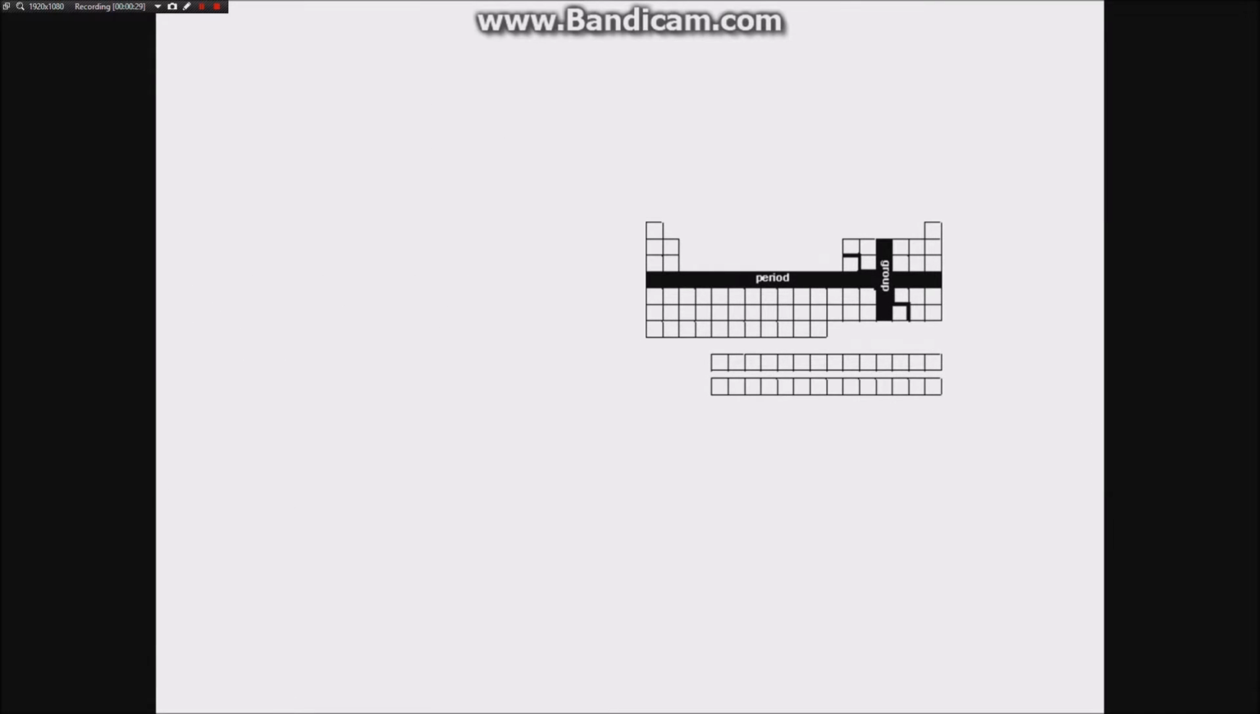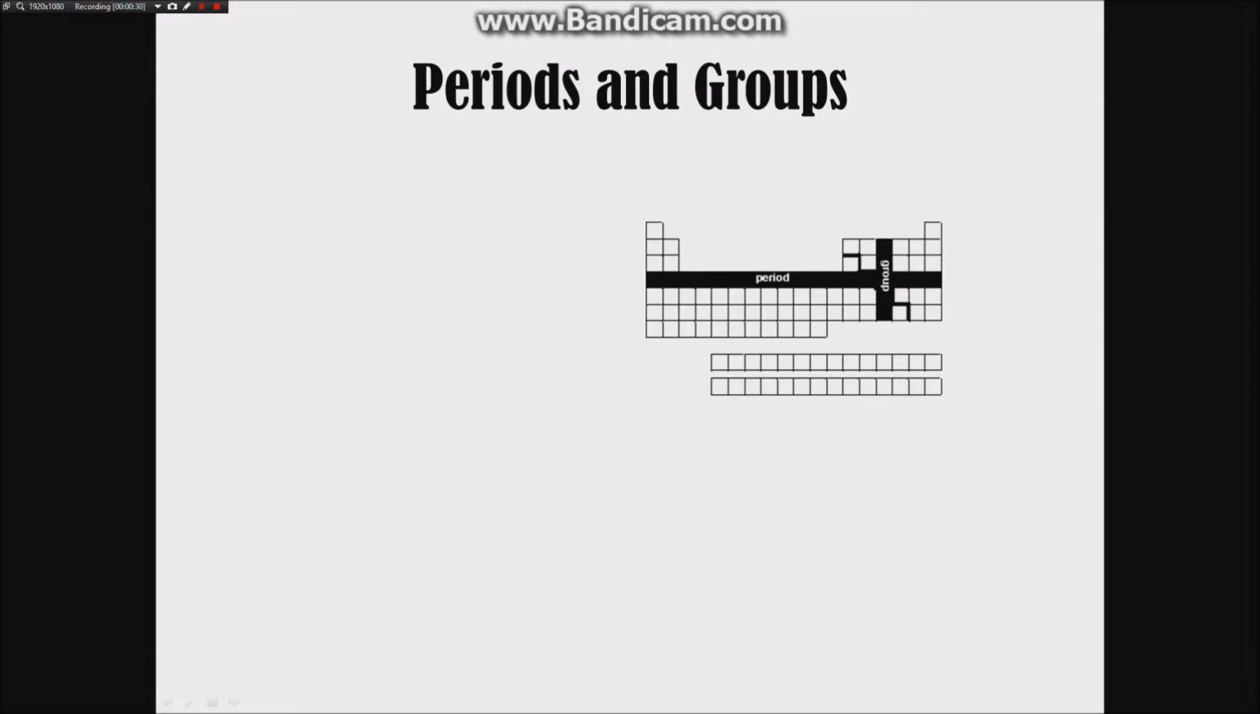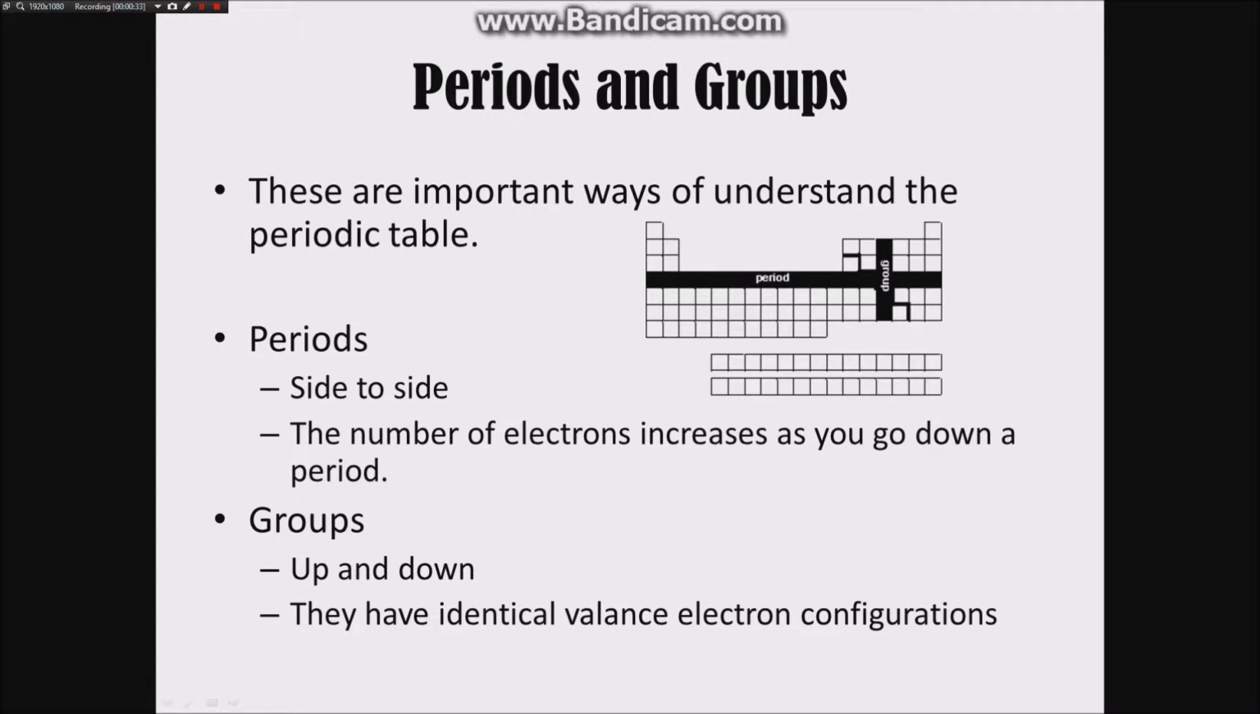So here are periods and groups. They are very important to us, and these are very interesting ways to understand the periodic table and make it very easy. Periods, as you can see here, go side to side. So they go like this. If you want to go ahead and write that on your paper saying period, I can't spell, I don't have a pen, so I'm just using my mouse. As you can tell, I'm not very good with writing with my mouse.